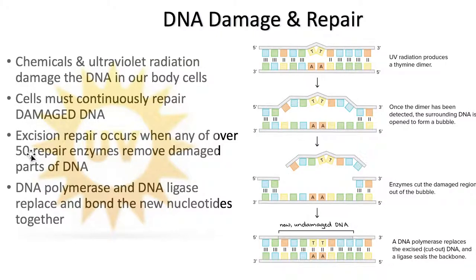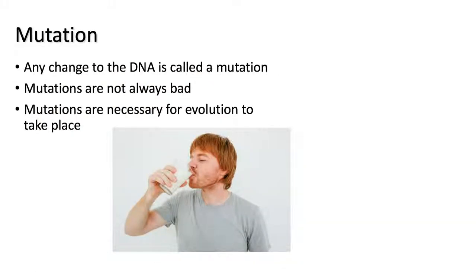And there are actually over 50 repair enzymes that can remove damaged DNA and replace it with new undamaged DNA. And DNA polymerase, of course, helps along with that process. And an enzyme called DNA ligase helps glue back new nucleotides to help repair DNA. So we're always trying to repair damage. Sometimes, however, mistakes get through, and these are called mutations.